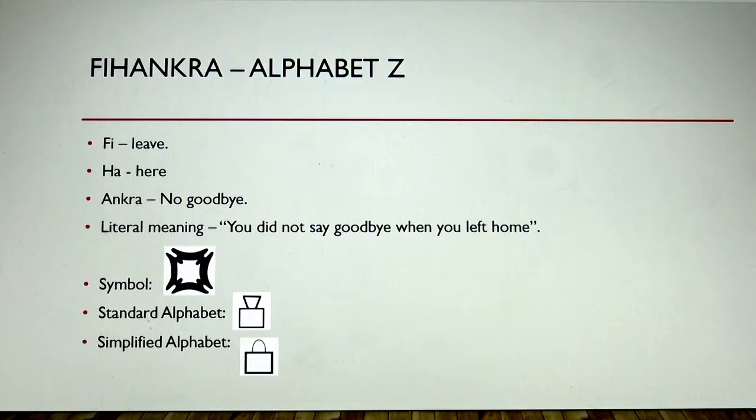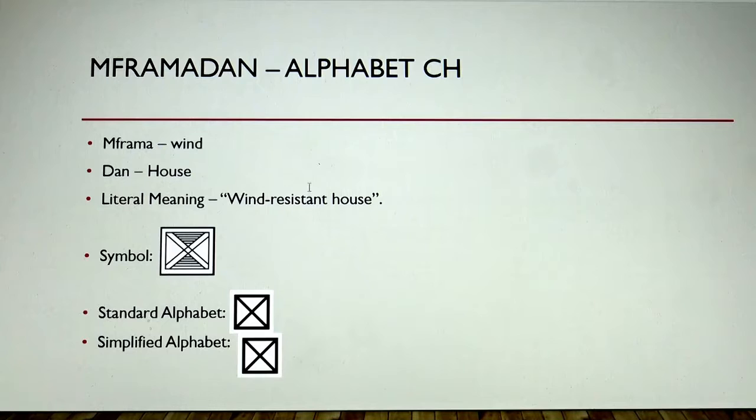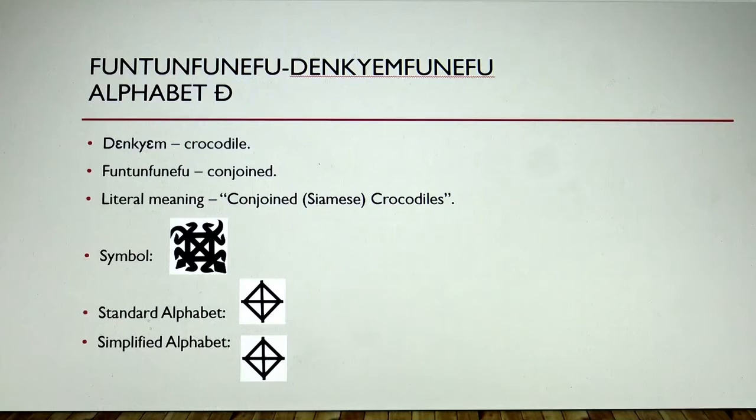Framadan, alphabet CH. Frama is wind, dan is house. Literally meaning wind resistant house. This is the symbol. This is the alphabet. Funtumfunifu denkyemfunifu, alphabet D with the bar. Denkyem, crocodile. Funtumfunifu means conjoined. So this means conjoined Siamese crocodiles. This is the symbol and this is the alphabet.